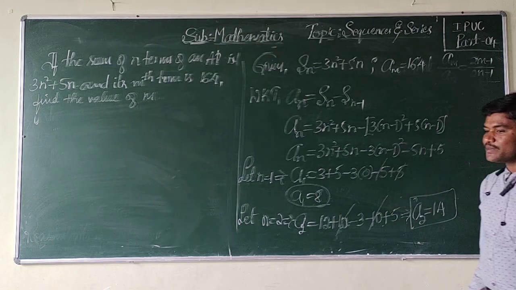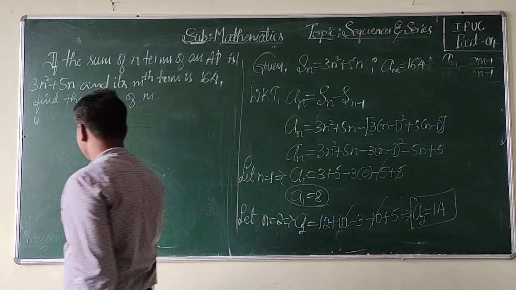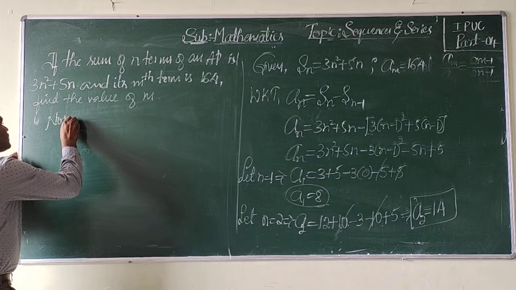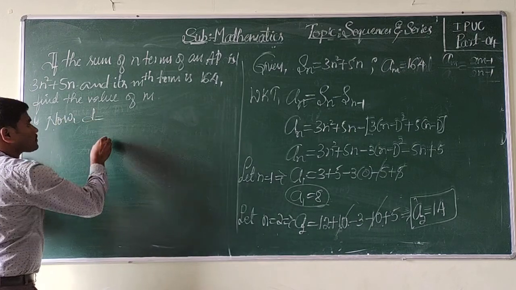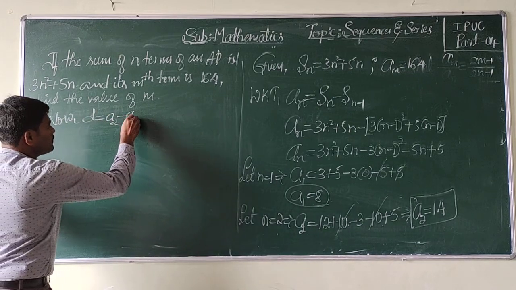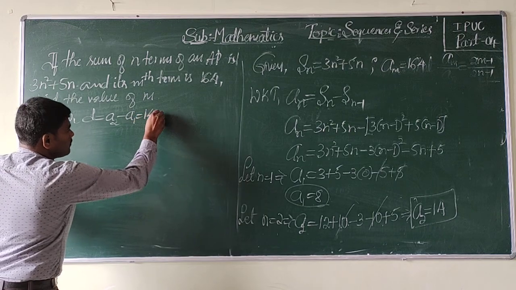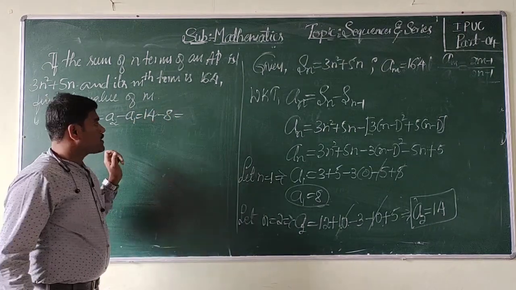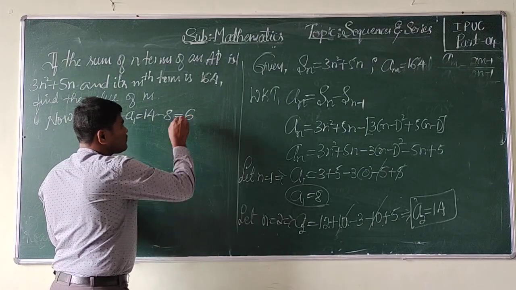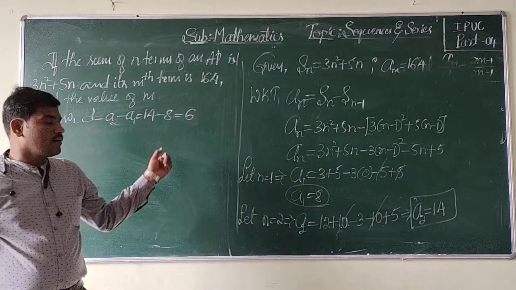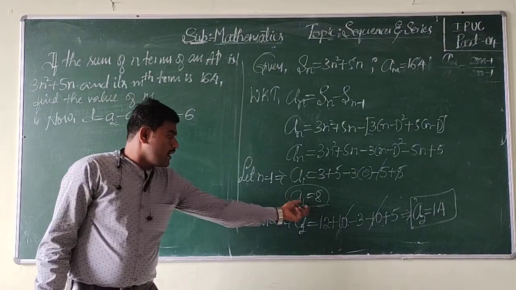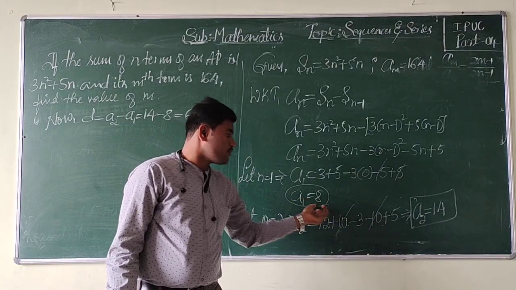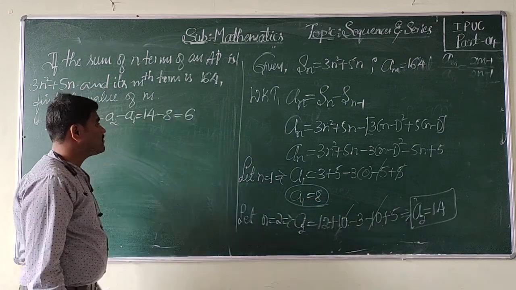Now, what is the difference here? Now, find out the difference. d is equal to a2 minus a1. a2 is 14, minus a1 is 8. 14 minus 8 is 6. Right? Have you understood this? a1 is 8, a2 is 14. Difference becomes 14 minus 8, which is 6.